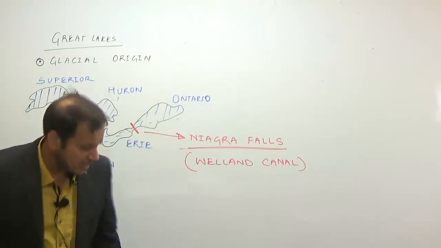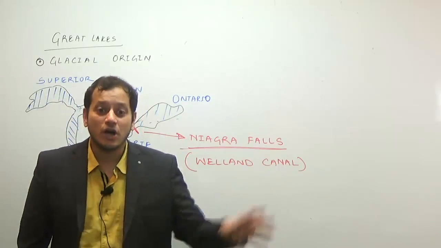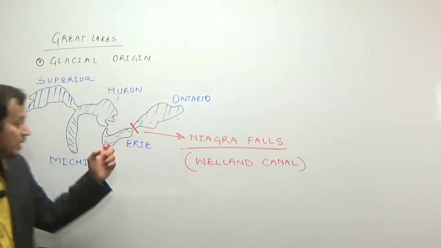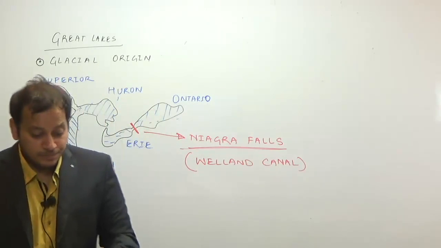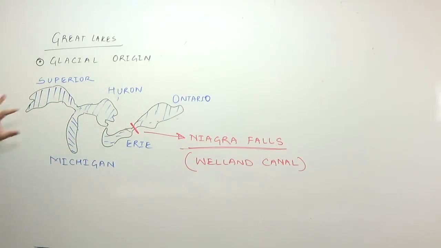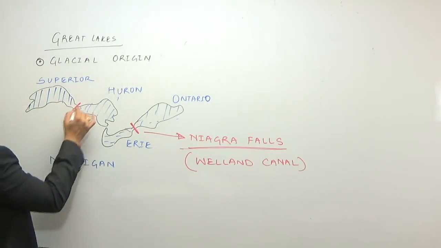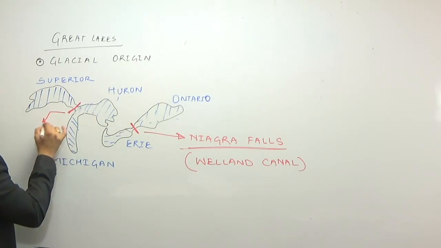But remember, the Niagara Falls are between which? Erie and Ontario. So repeat with me: Niagara between Erie and Ontario. Niagara Falls are between Lake Erie and Lake Ontario. Similarly, between Lake Superior and Lake Huron, there is the Soo Canal. There is a Soo Canal between Superior and Huron.